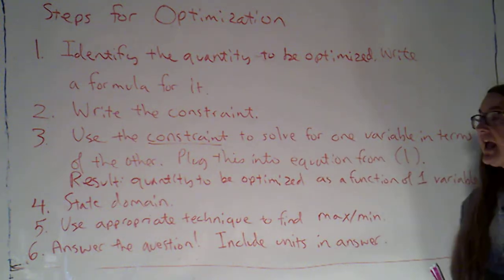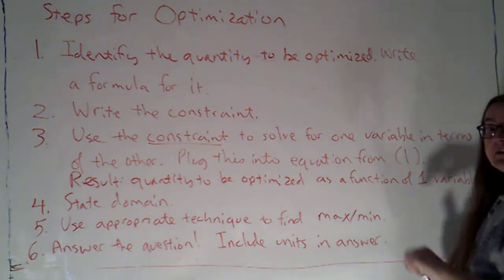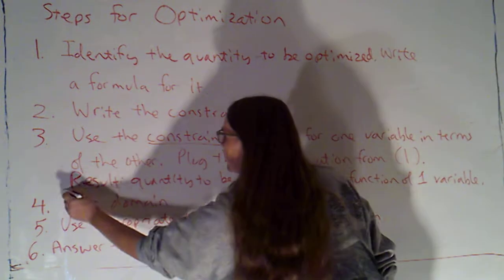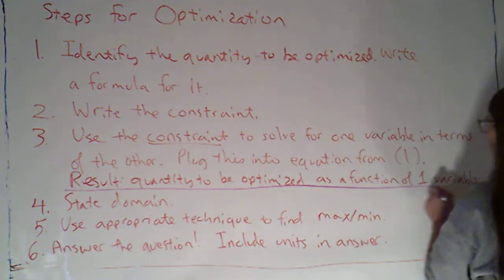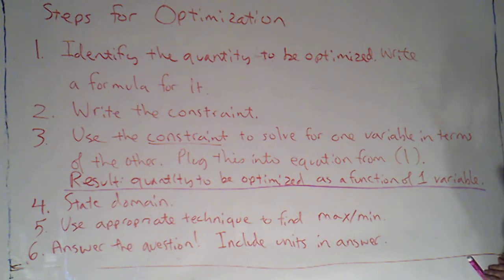Then you're going to use the constraint and solve for one variable in terms of the other. Okay. Then you can plug that into the equation from step 1, the equation for the thing that you want to max or min. Your result is super important. That gives you the quantity that you want to maximize or minimize, but it gives it to you as a function of one variable so that we can do some calculus.